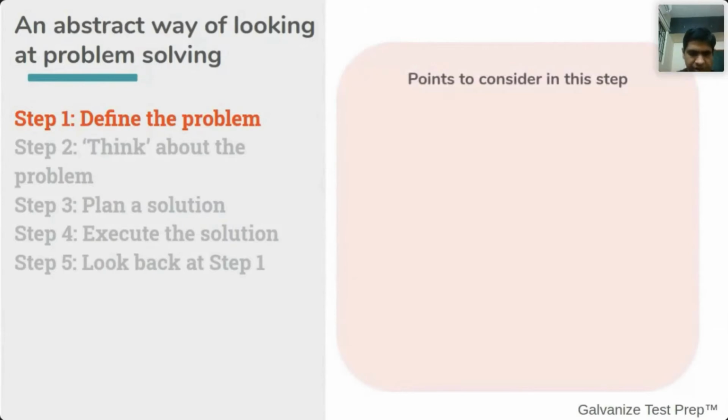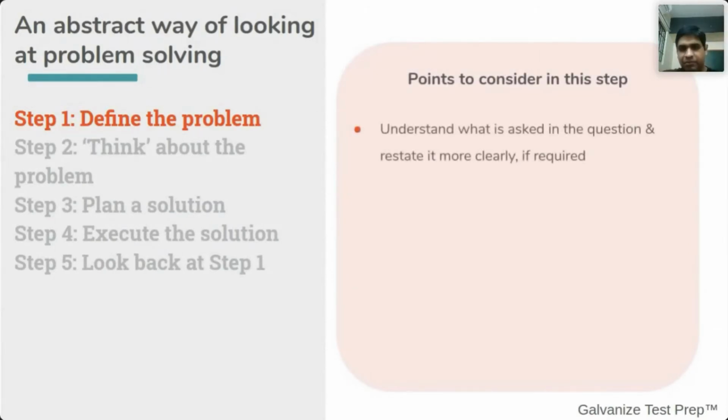So what are the things that you should consider while trying to define the problem? Now, the first step is to understand what is asked in the question clearly, right? You need to make sure that you understand what is asked in the question, and if necessary, you restate it in your own terms so that it's clear in your head as to what is being asked. Okay. Now, look at the problem and then figure out what are all the givens, what are all the knowns, right? And what are all the unknowns.